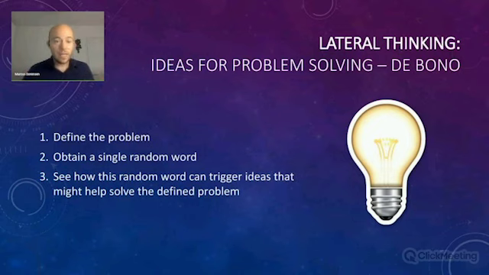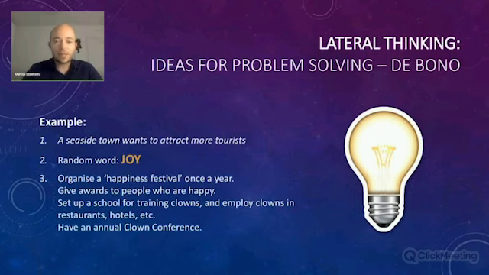Then he says, you obtain a single random word, and I'm going to give us one of those as we do an example of this together. And then you see how that random word can trigger ideas that might help to solve the problem. So let's do this in practice now. This is a pre-worked example. It might be that the specific problem is a seaside town wants to attract more tourists. You then look up a random word. You might get out your dictionary and look up a word, and your finger lands on joy. Okay. And then you think, well, how could joy help me solve this problem?